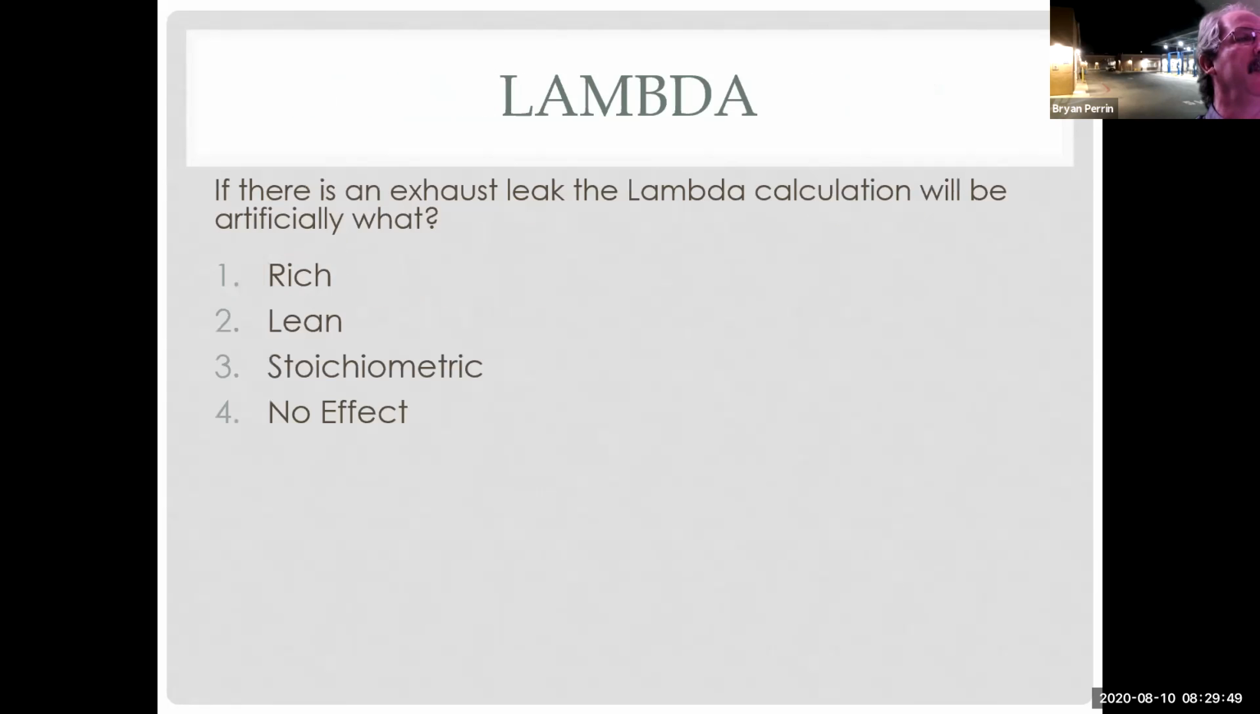And I'm going to do a little bit of lambda refresher with you guys. So if there is an exhaust leak with a lambda calculation, will it be artificially what? Lean. Lean, absolutely. Because we're measuring oxygen available to oxygen required. So if I have an exhaust leak pulling air in from the outside, as I showed you in the video, then my calculation is going to indicate lean, which isn't necessarily how the engine's running, but it's the gases I'm measuring.